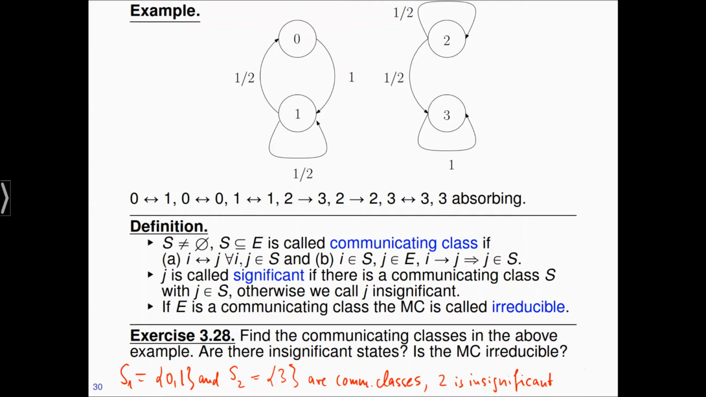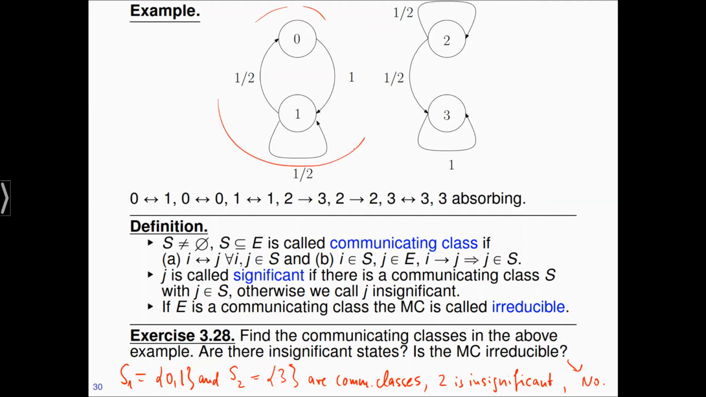And the last question is: is the Markov chain irreducible? And the answer is no, because E is not a communicating class. You have 2 communicating classes, and additionally you have an insignificant state, so certainly the Markov chain is not irreducible. I hope this clarifies the notion of irreducible again.